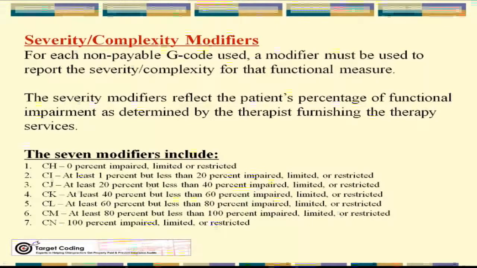So CH, 0 impairment. CI, 1 to 20%. CJ, 20 to 40. CK, 40 to 60. CL, 60 to 80. CM, 80 to 100. CN, 100% impaired. So you're going to use the modifier that reflects the score from a measurement tool, like the outcome assessment form, or some other functional evaluation. You could use other evaluations besides outcome measurement forms.